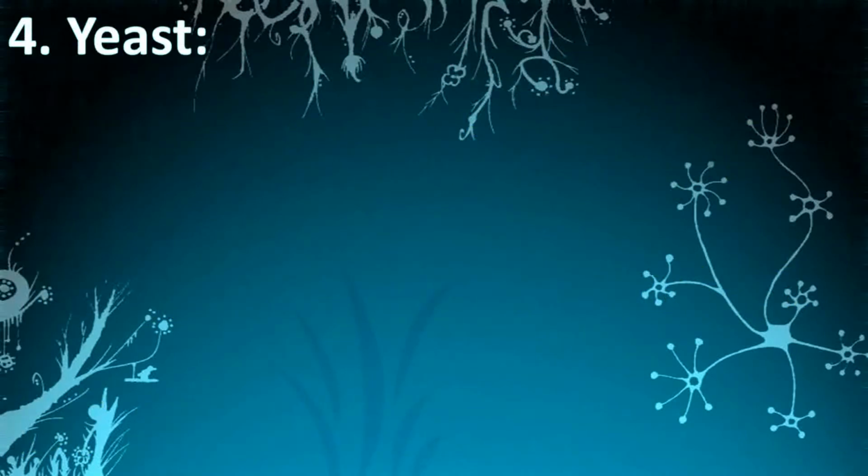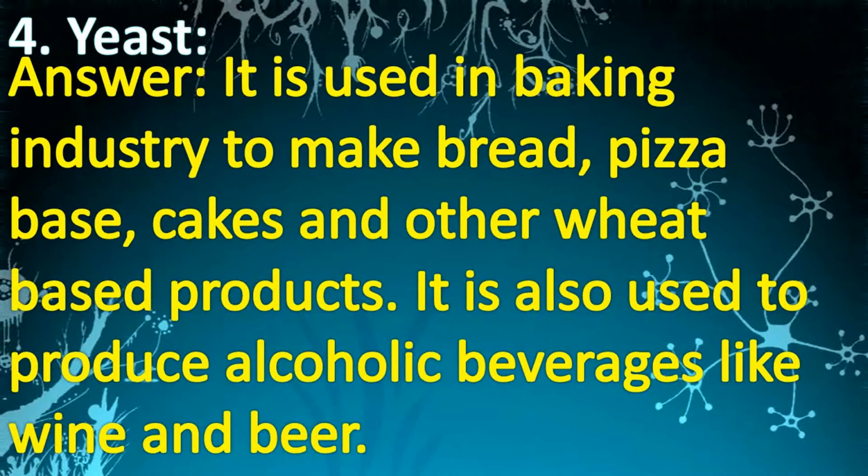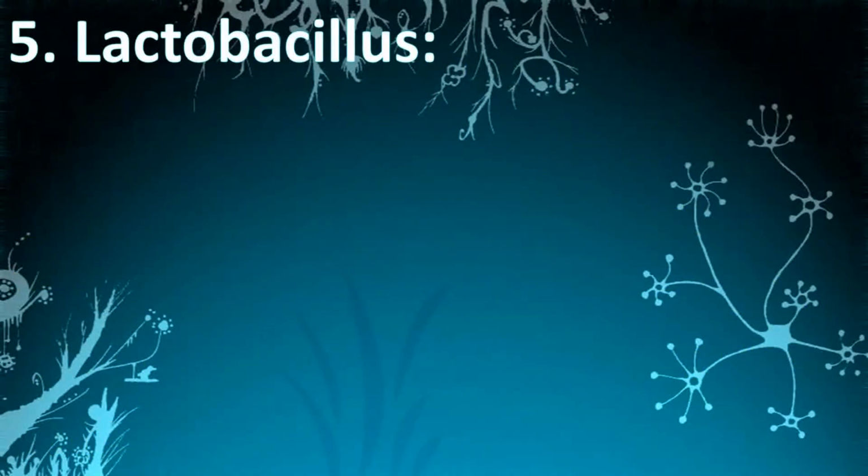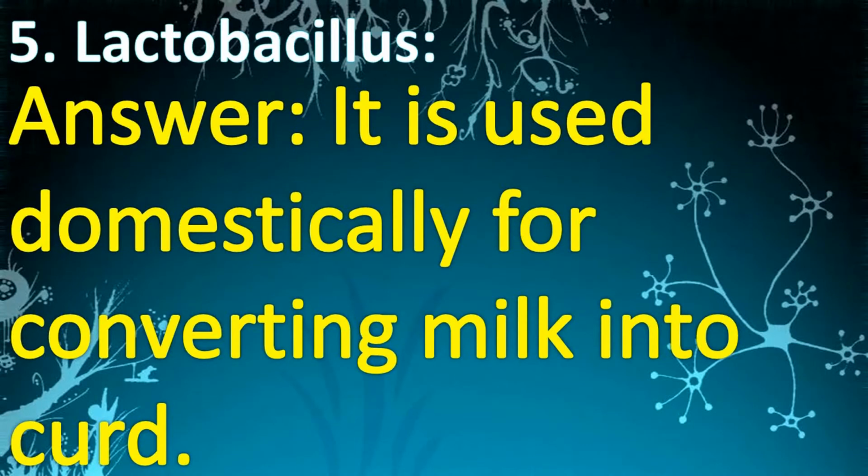Next question. Yeast. It is used in baking industry to make bread, pizza base, cakes and other wheat-based products. It is also used to produce alcoholic beverages like wine and beer. Next question. Lactobacillus. Answer is it is used domestically for converting milk into curd. Next question.